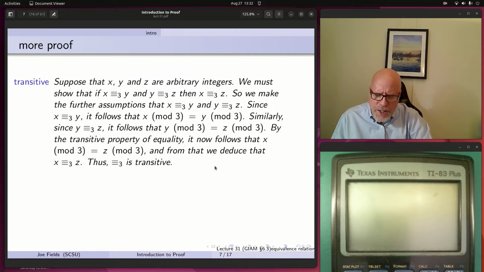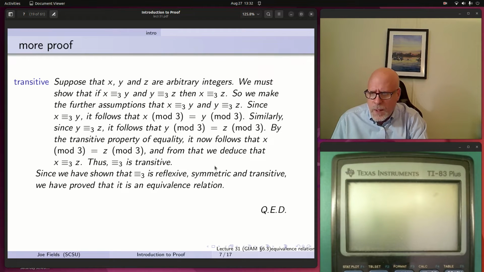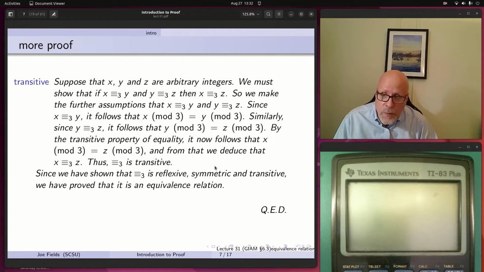There should generally in this kind of thing be a wrap-up sentence. So after the bulleted list showing the different properties, just wrap it up and say, okay, we've shown that this thing is reflexive, symmetric, and transitive. We've proved it's an equivalence relation, QED.